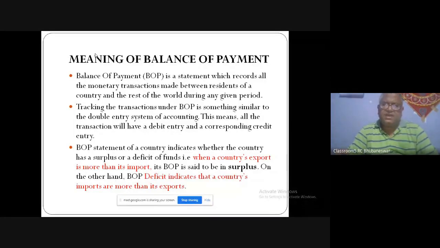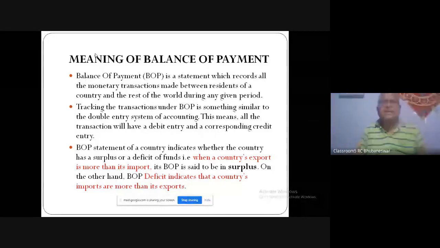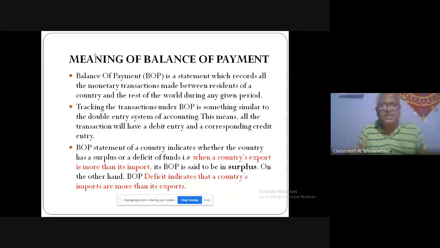It means the balance of payment statement of a country indicates whether the country has a surplus or deficit of funds. Exporting and importing, and how the surplus and deficit are calculated, is just like a double entry system of accounting, a system of debit entries and corresponding entries. It is just like the accounting system of a country, a balancing between two angles.